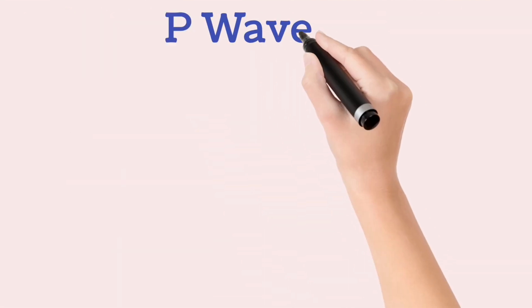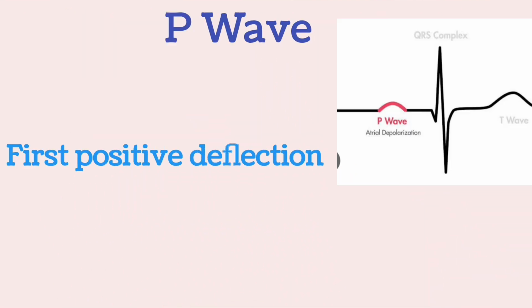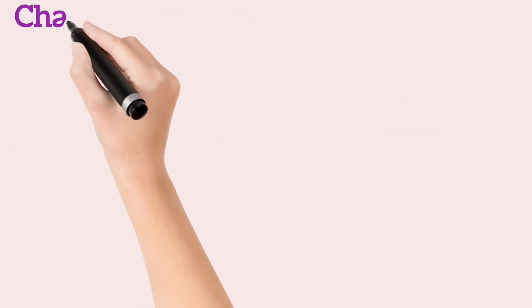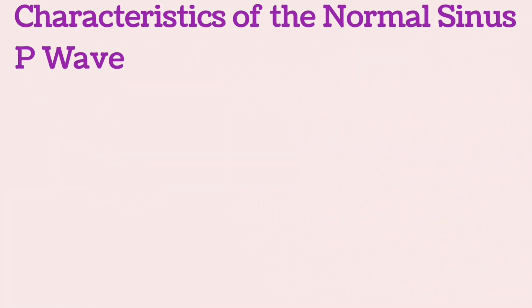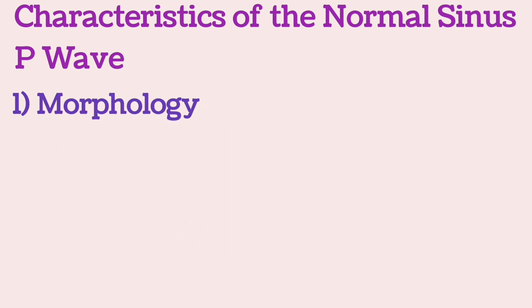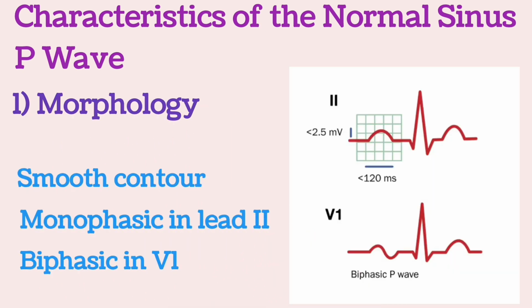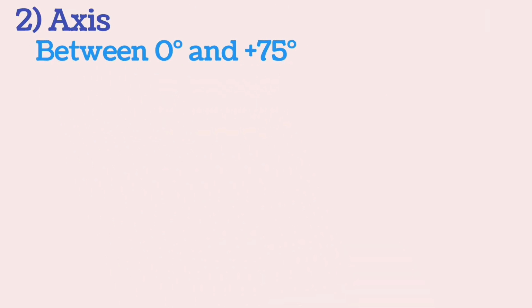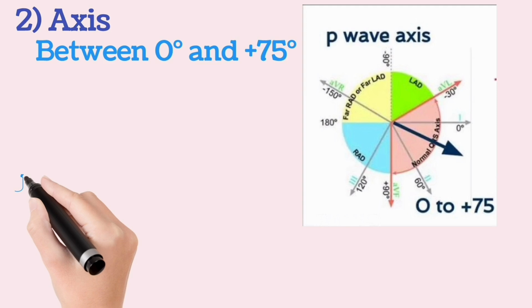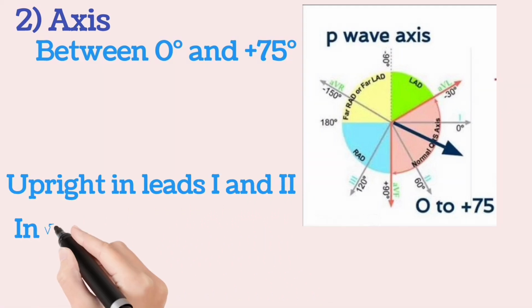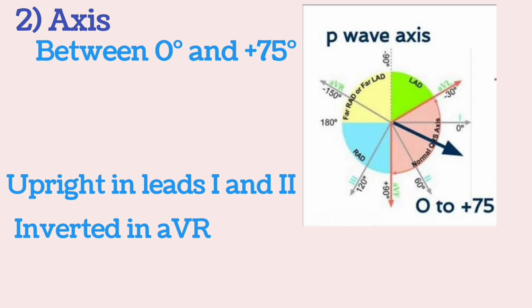The P wave is the first positive deflection on ECG and it represents the atrial depolarization. The characteristics of normal sinus P waves are: morphology, it is smooth in contour, monophasic in lead 2, biphasic in V1. Axis, normal P wave axis is between 0 degrees to positive 75 degrees. P wave should be upright in lead 1 and lead 2 and inverted in aVR.